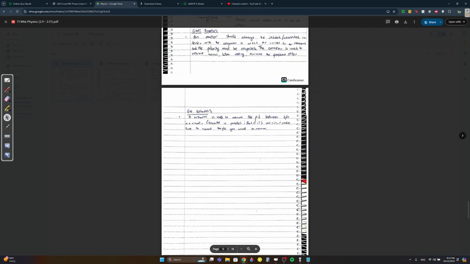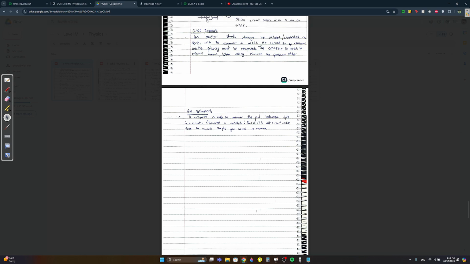A voltmeter is used, this is now for the potential difference. Between 2 points, you have to connect it in parallel. But if it's one circuit, make sure to connect the points you want to measure.